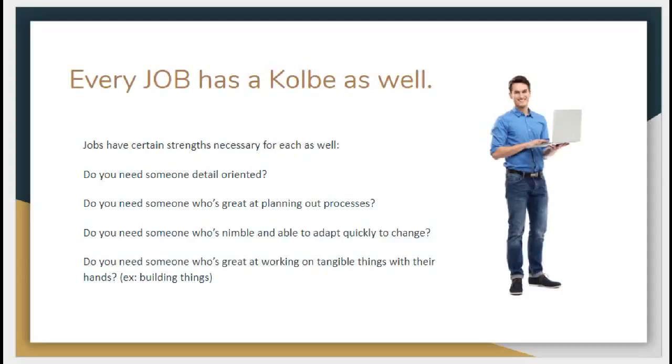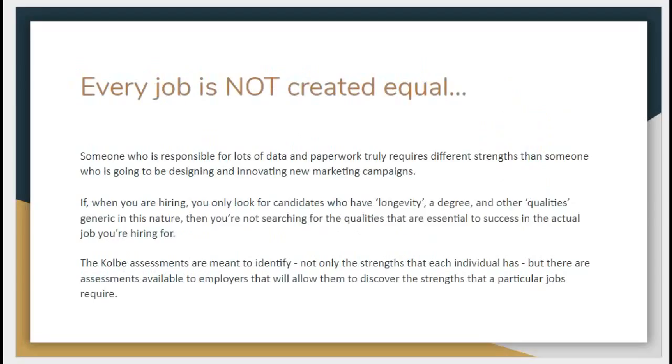Or maybe rather than detail oriented, you need someone who's a great planner, somebody who can map out processes and create systems. Or maybe you need someone who is not very systematic at all. In fact, they're very nimble and they can adapt quickly to change, and day by day things are different and they're totally comfortable with that. Or maybe you need someone who's a great builder, somebody who is very hands-on. They love working with their hands. These are all different strengths that the Kolbe actually measures. So really powerful stuff. Every job is not created equal.